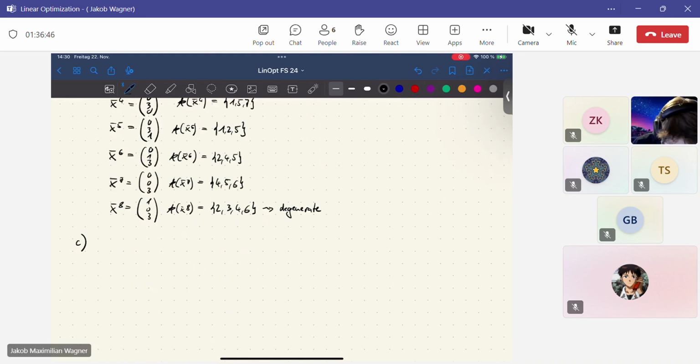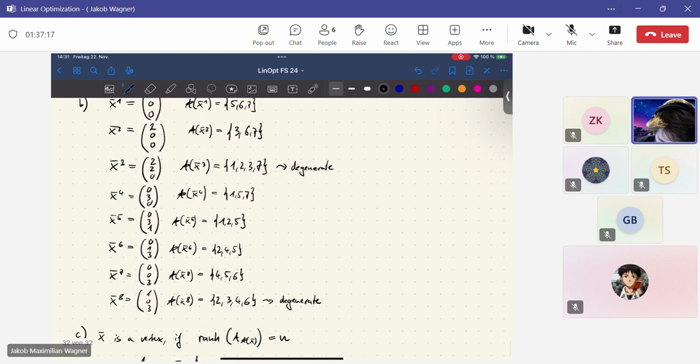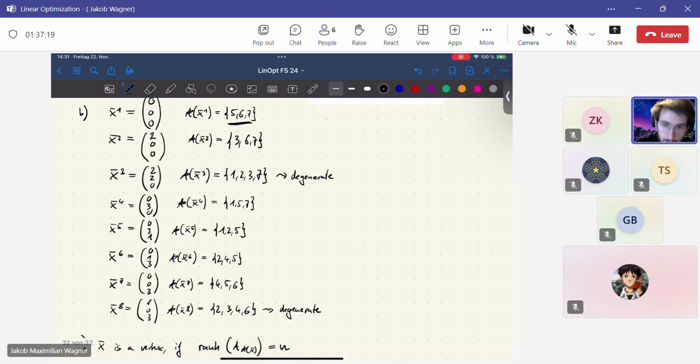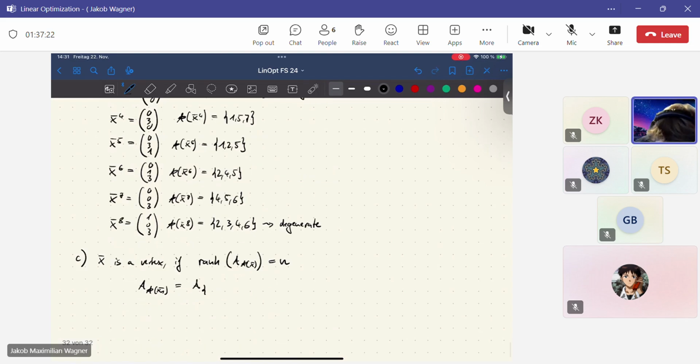So we know that x bar is a vertex if the rank of the matrix of the active constraints at this point is equal to n. And if we have a look at A with all the active indices at x1, we need to select the fifth, the sixth, and the seventh row from this, because those are active.